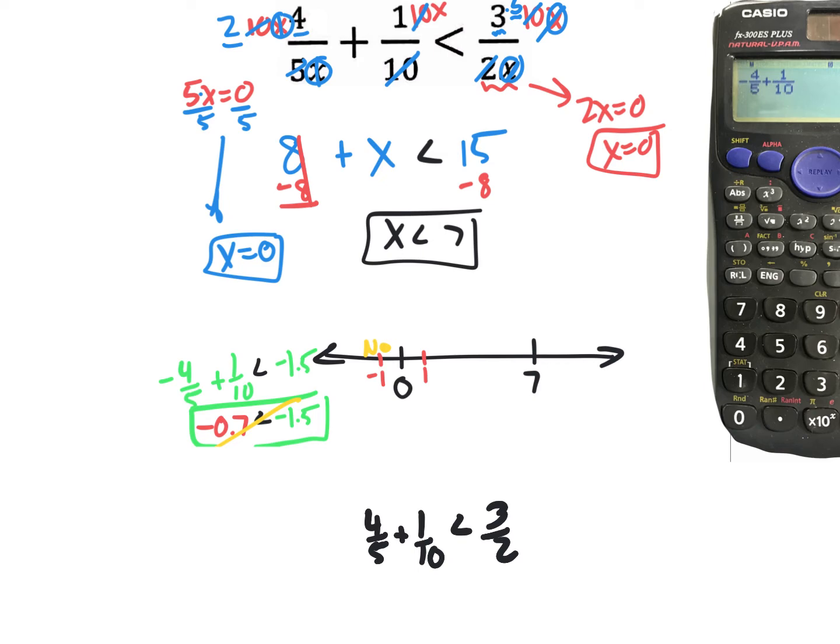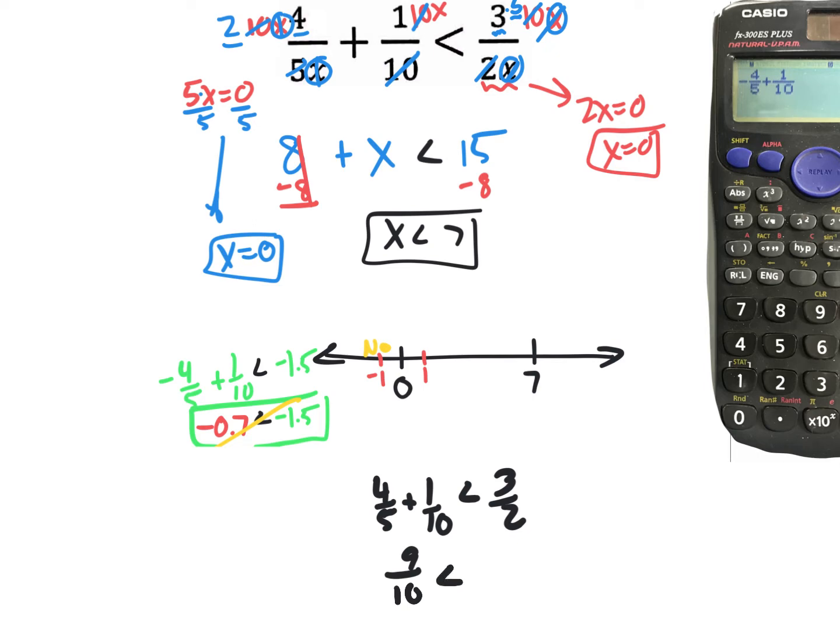So on the calculator, 4 over 5 plus 1 over 10. Of course, you could do it on paper by getting a common denominator. 4/5 plus 1/10 is 9/10. So you have 9/10 is less than 3/2, which is 1.5. True or false? 9/10 is less than 1.5. True. 9/10 is 0.9, and that's definitely less than 1.5. So this one right here is a yes.